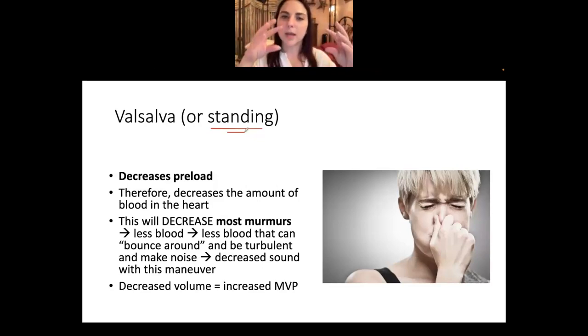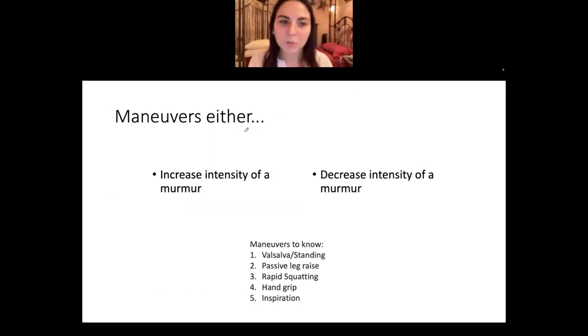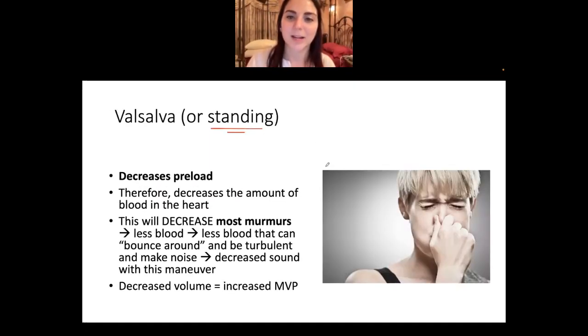You can think of that as almost like crushing. It's not what's happening, but you can think of it as crushing the veins, so you're decreasing the preload that's going to the heart. So if I'm decreasing preload, that means I must be decreasing the amount of blood in the heart. Thinking about murmurs, murmurs are caused by blood flowing across these valves. Most murmurs will decrease in intensity if I have less blood present, because what's causing the murmur is blood flowing. So if I decrease the amount of blood, it's not going to sound as loud because there's less blood there. This is for most murmurs, not for all of them. But think about this as less blood that can bounce around and be turbulent, make noise. So that's going to be a decreased sound.